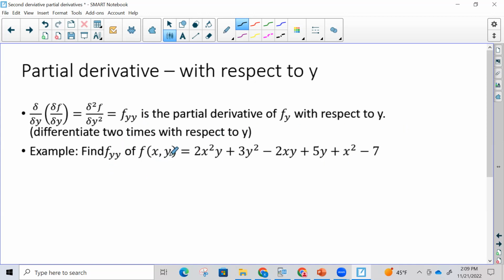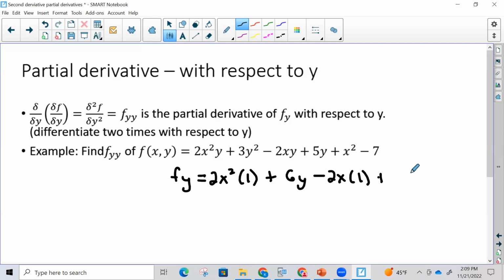So when we're doing this problem and finding f of yy, we first take the partial of the original function with respect to y. So y is my variable, x is my constant. We have this constant in front times the derivative of y, which is 1. 3y squared is 6y. Minus 2xy is minus 2x times 1. Plus 5y is 5. x squared is a constant and minus 7 is a constant. So we get 2x squared plus 6y minus 2x plus 5.